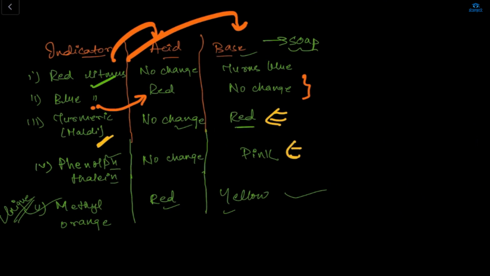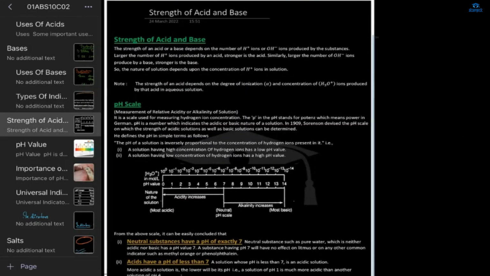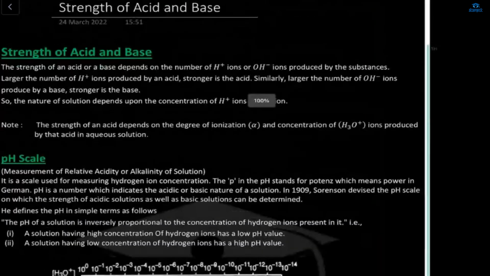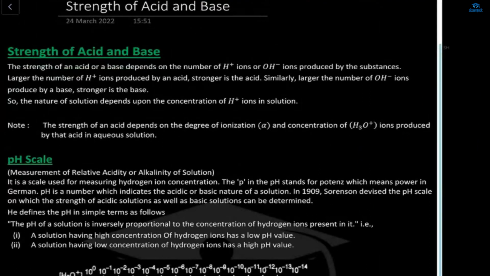So you have to go through this, and if an example question comes, you have to write some indicators, then write some of the examples, and then you can display it. Now, strength of acids and bases. So the pH value. The strength of an acid or base depends on the number of H plus and OH minus ions.